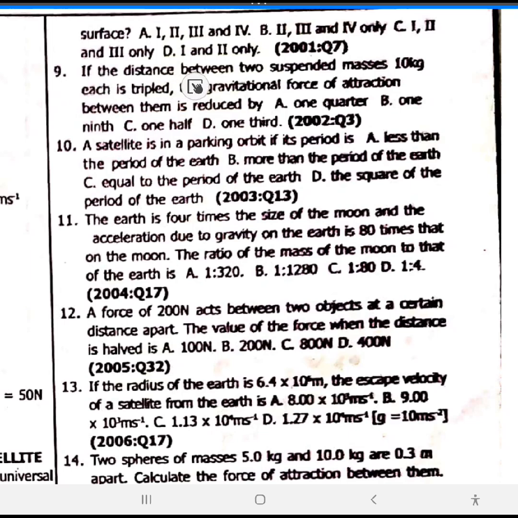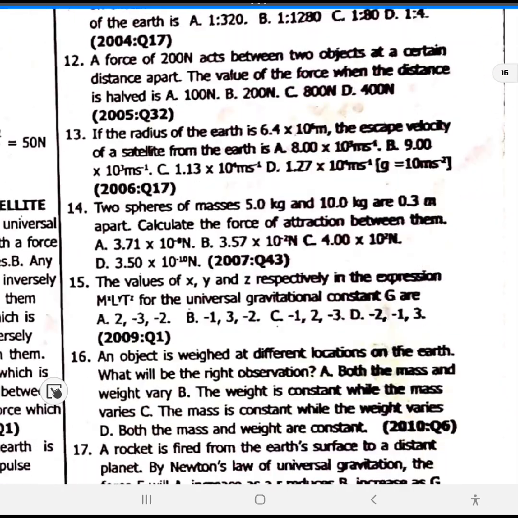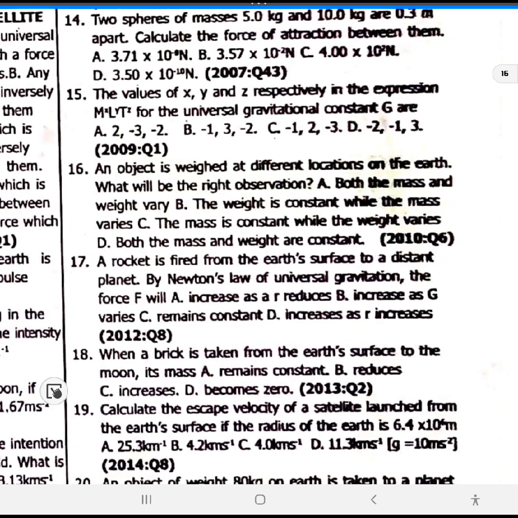Number 9. If the distance between two suspended, this has to do with a bit of calculation. Number 10. A satellite is in a parking orbit if its period is equal to that of the period of the Earth. Option C. 11 is calculation. 12 skip. 13 skip. 14 skip. 16, let's try.